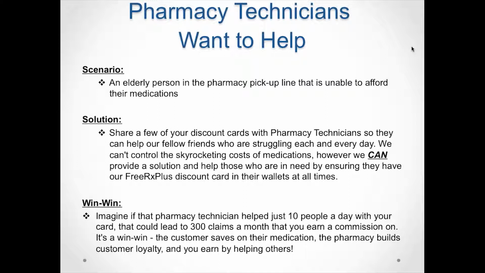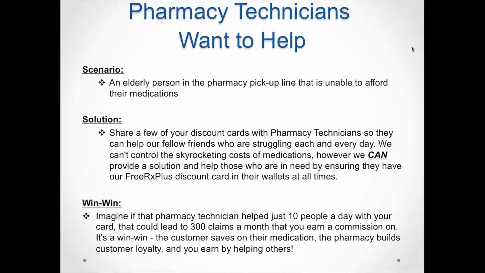even give them the money needed to cover their medication. You wish you could give them your discount card and explain to them how it can help them save. Now imagine if that pharmacist or pharmacy technician already had your discount card on hand and could help that elderly person fill their much needed prescription. Do you know of any caring pharmacy technicians or pharmacists out there? Share a few of your discount cards with them so they can help our fellow friends who are struggling each and every day. We can't control the skyrocketing costs of medications. However, we can provide a solution and help those who are in need by ensuring they have our FreeRxPlus discount card in their wallets at all times.